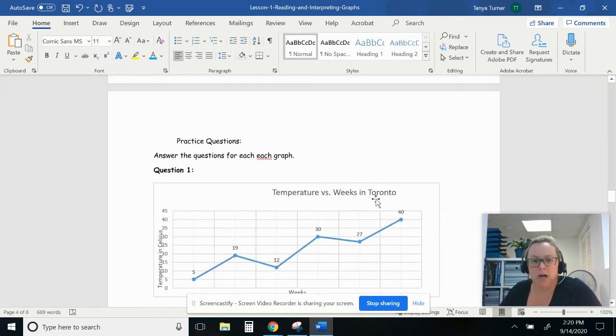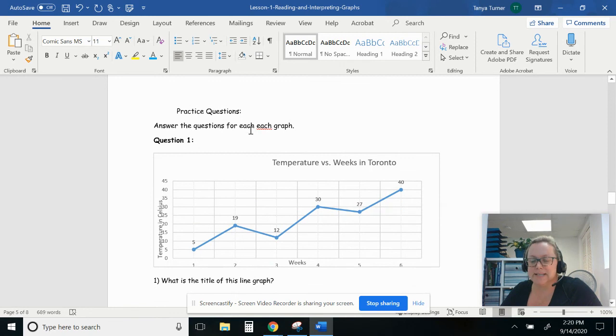In your Google Classroom, you are going to have some practice questions that you're going to be working on with your teacher. So at this time, please go open the practice questions in your Google Classroom and work on practicing reading and interpreting graphs.